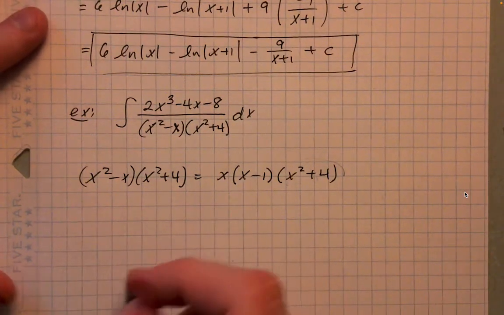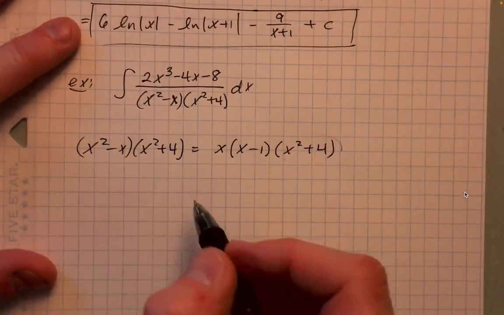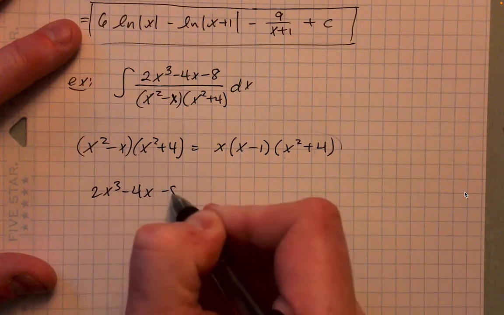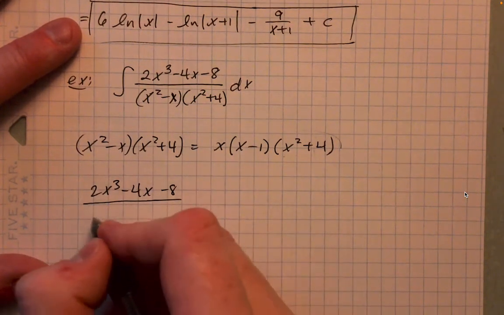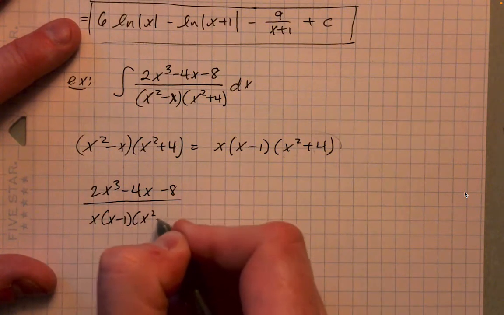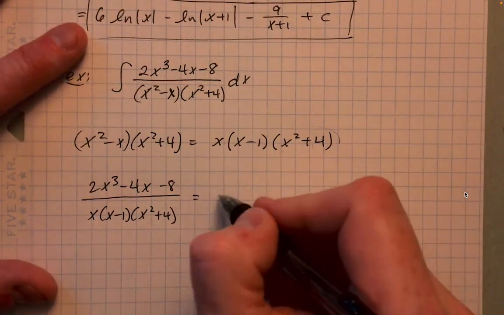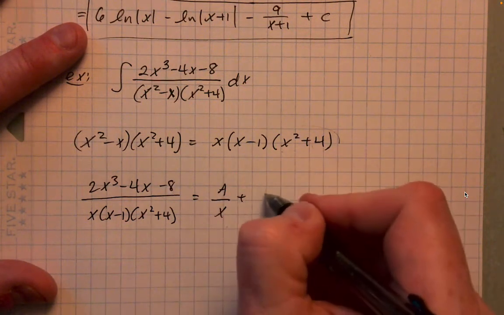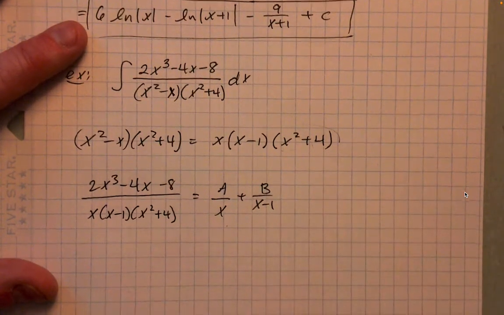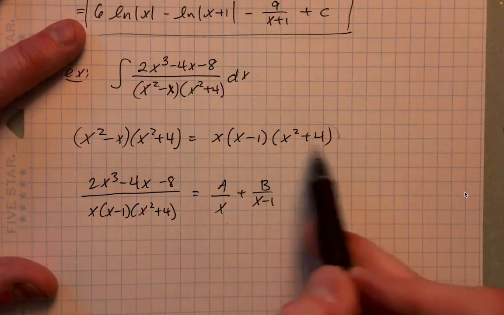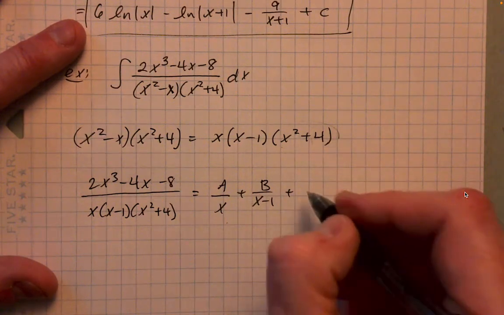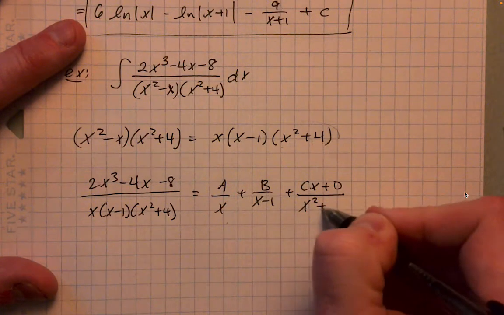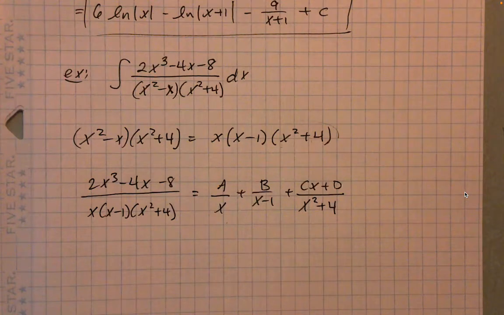Okay, so then we can set up the equation. So we have 2x cubed minus 4x minus 8 over x times x minus 1 times x squared plus 4, and that's going to be equal to, now here's the sum, it's going to be a over x for the linear factor plus b over x minus 1 for the other linear factor, and then we've got this quadratic factor here, but there's only one of them, so it's not a problem, plus cx plus d over x squared plus 4. Right, so this is our equation.